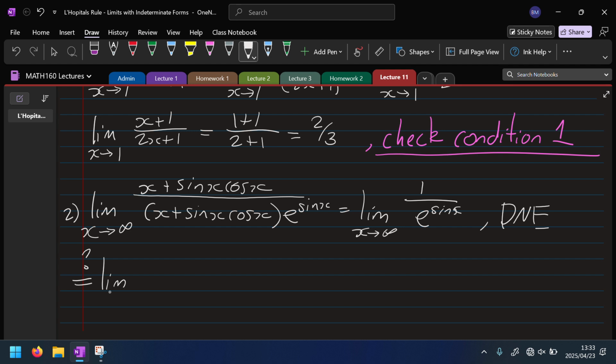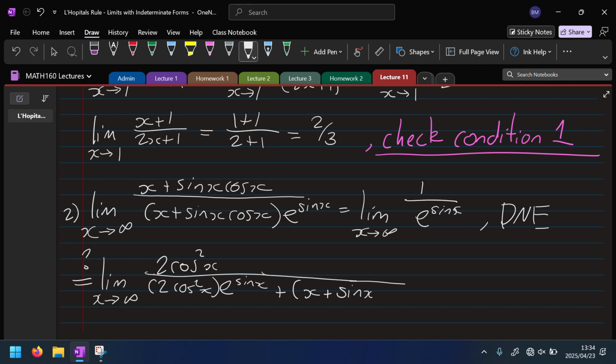So this is going to be the limit as x goes to infinity. Now we're going to do the derivative of the top and the bottom. I'll leave that for you to do. So we end up with 2 cos squared x over 2 cos squared x e to the sine x plus (x plus sine x cos x) e to the sine x cos x. In the bottom, it's just the product rule and chain rule. I'll let you do that as a little homework exercise.